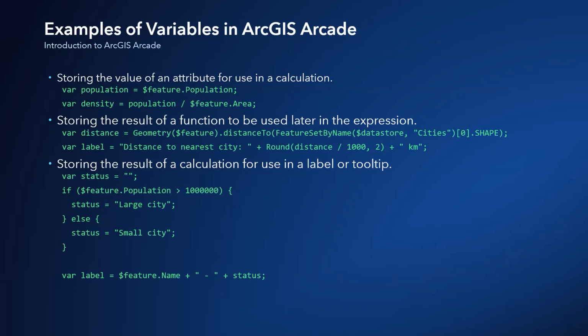And then storing the results of a calculation to be used for a label or tooltip. This next bit of code is an Arcade expression that creates a label for a feature based off of its population. The label includes the name of the feature and a status indicating whether the feature is a large city or a small city. For example, if the feature being measured is a city called Springfield with a population of 500,000, the expression would return a label that says Springfield, small city.